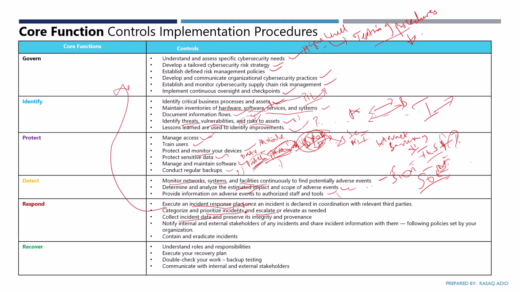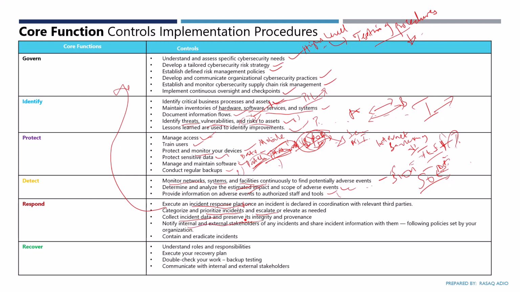Collect incident data and preserve its integrity and provenance. So you have to collect all those data, preserve them, and be able to learn from them as well, so that when something of that nature occurs in a subsequent year or subsequent time, you should know how to deal with it. Notify internal and external stakeholders.